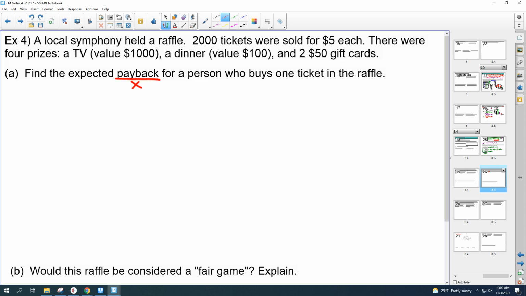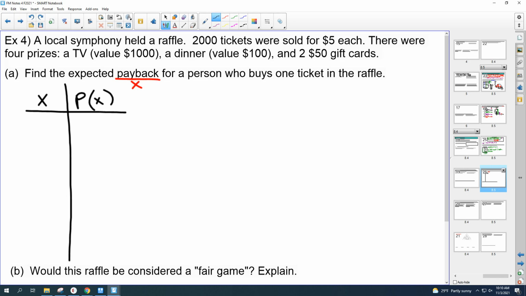All right, so when I set up this table, I know I'm going to have 4 entries in my table. Yes? Well, we're just going to combine that. Yes, there are 2 ways to win a gift card, but I'm only going to call that a gift card, and I'll take care of that with the probability. All right, so let's see how that works out. So good idea. Let's start with the TV first of all.